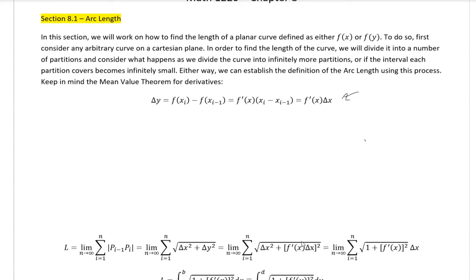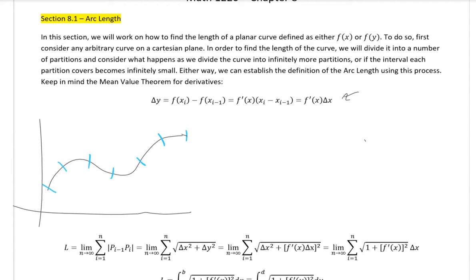If I have a planar curve, so say I have a curve like this, well, if I want to find the length of that, what I'm going to do is split it up into pieces. Maybe I split it up into there, there, there, there, there, there, and there. So I split it up into 1, 2, 3, 4, 5, 6 partitions using 1, 2, 3, 4, 5, 6, 7 slices.